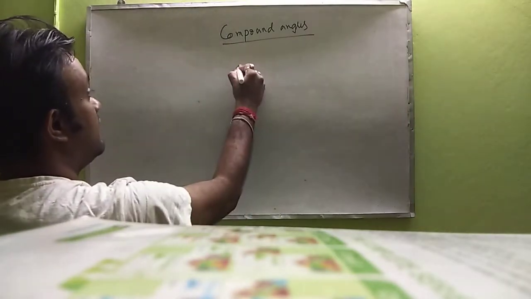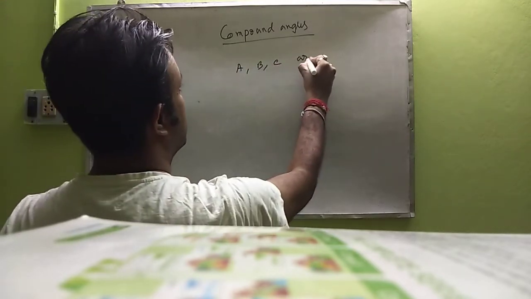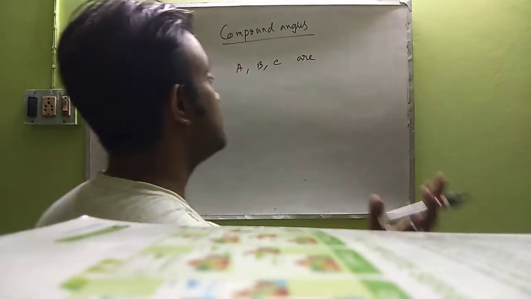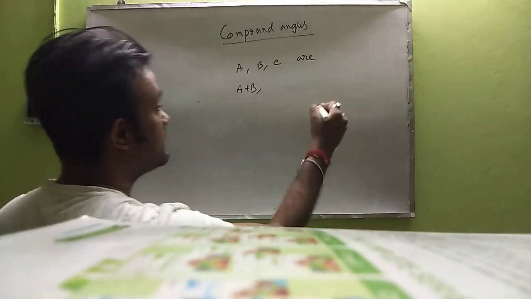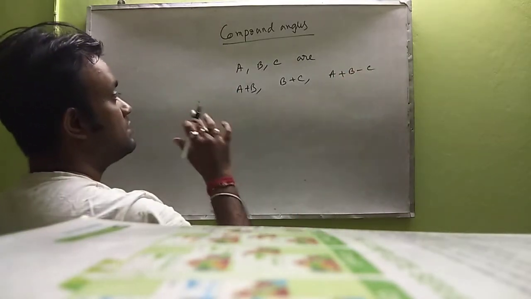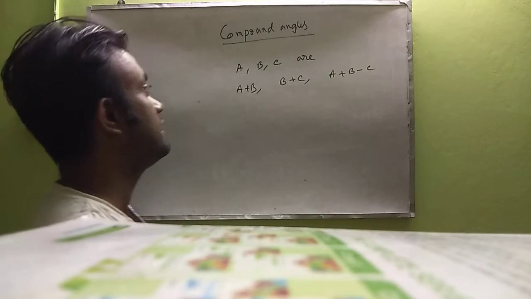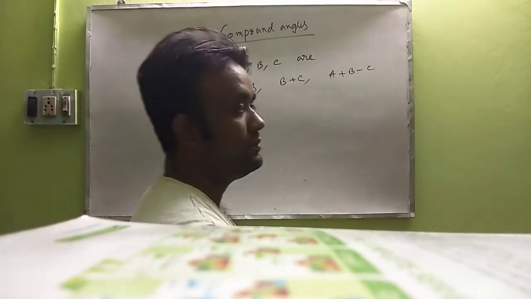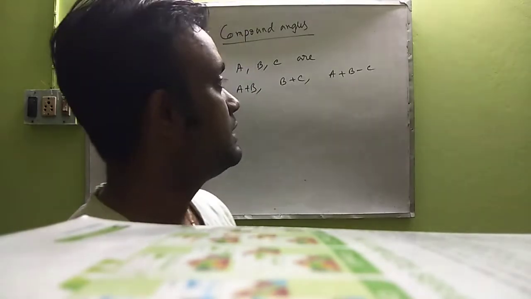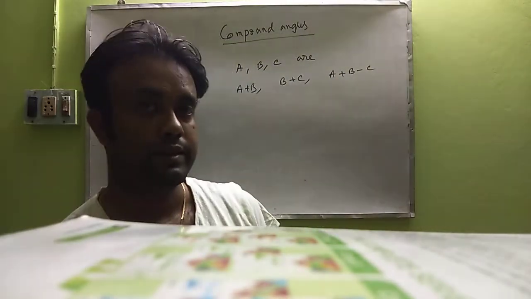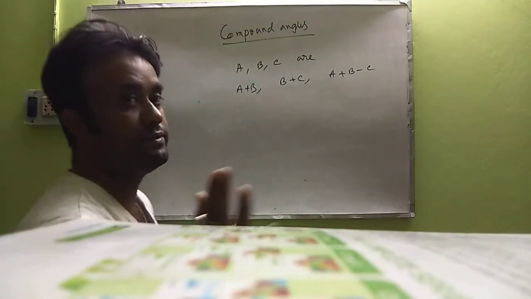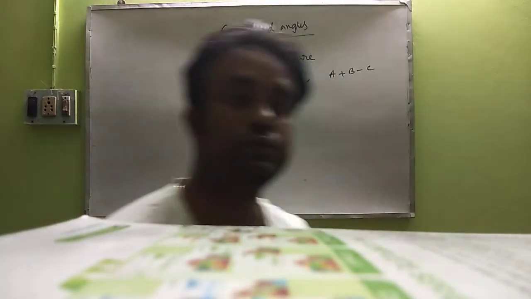If A, B and C are any angles, then we can define A plus B, B plus C, A plus B minus C. In such a way, if we add or subtract A, B, C in different forms, then this type of algebraic sum of two or more angles is called a compound angle. So, what is a compound angle? A compound angle is the sum of two or more angles. Do you understand?